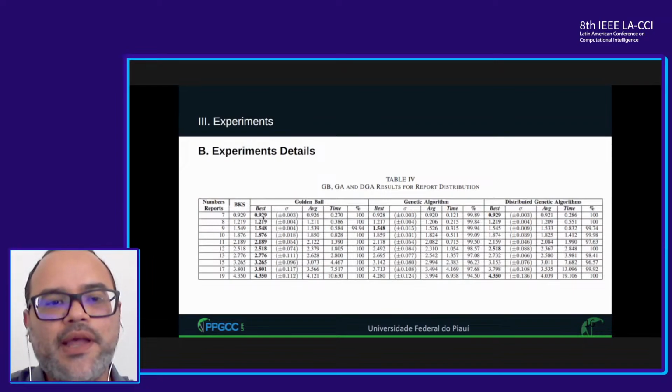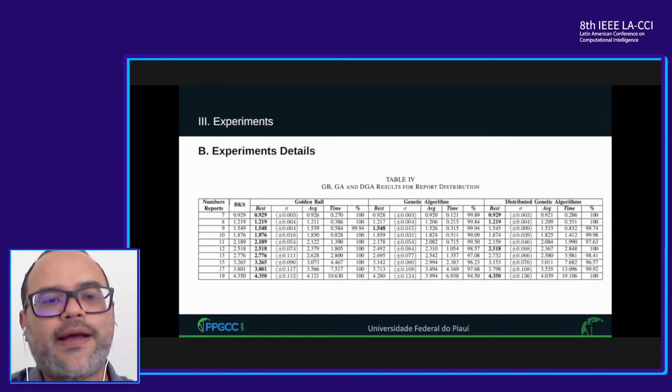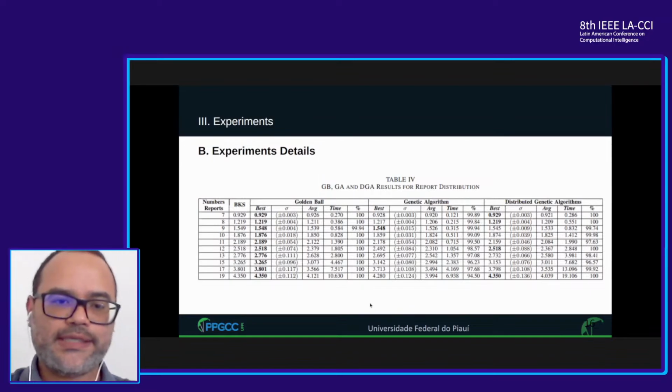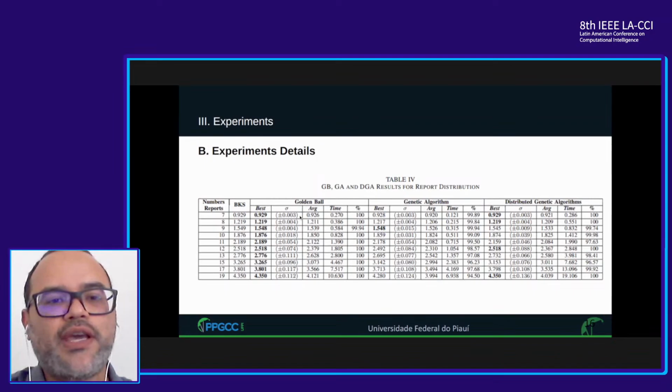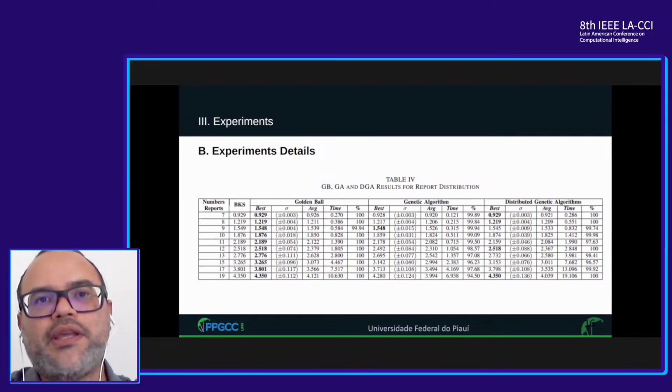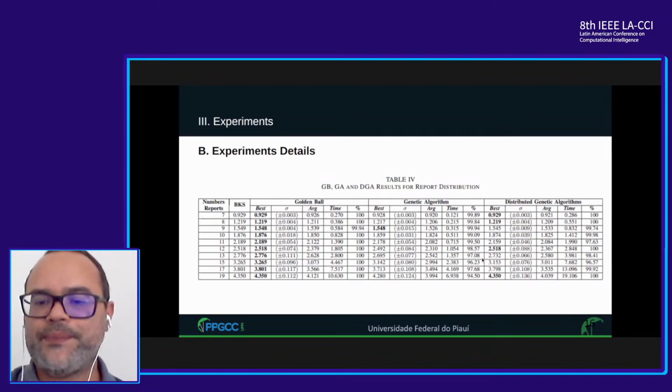As you can see, we made in bold the values that are close to the best known solution. Godeball has found the best solution in all instances we had in the calculation. And as you can see, the standard deviation is still so small. To see the full configuration we used in those algorithms, you can consult our paper.